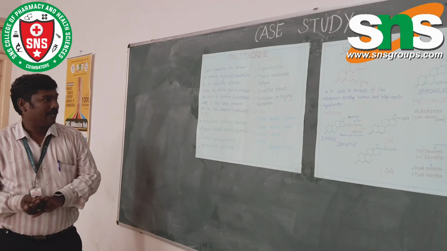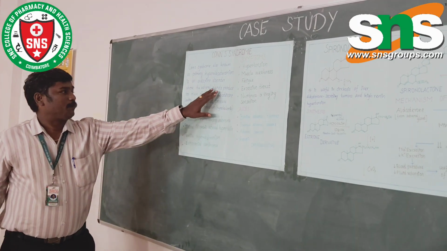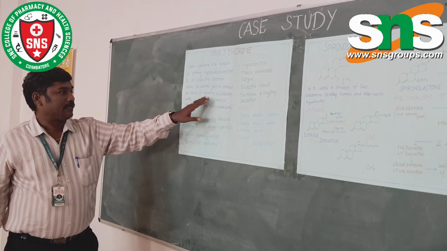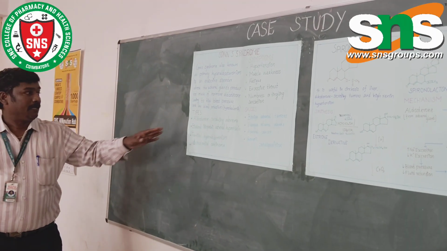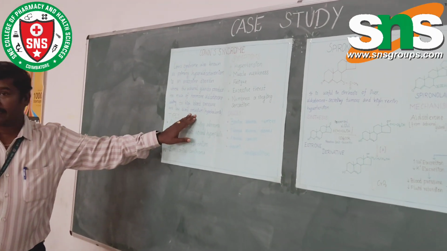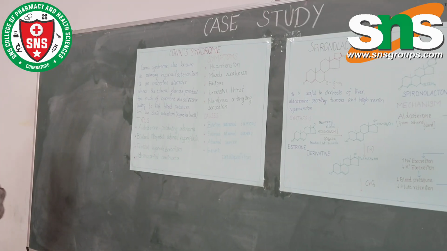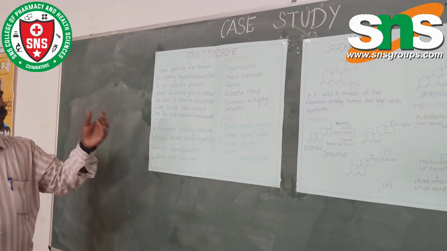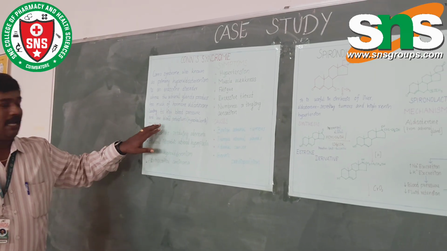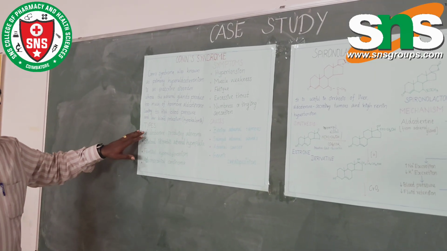What will happen here? Here, the adrenal glands produce too much of a hormone. That is, aldosterone will be produced more. That will lead to high BP and low blood potassium, that is hypokalemia. So in this Conn syndrome, the symptoms will be too much high blood pressure as well as low blood potassium.